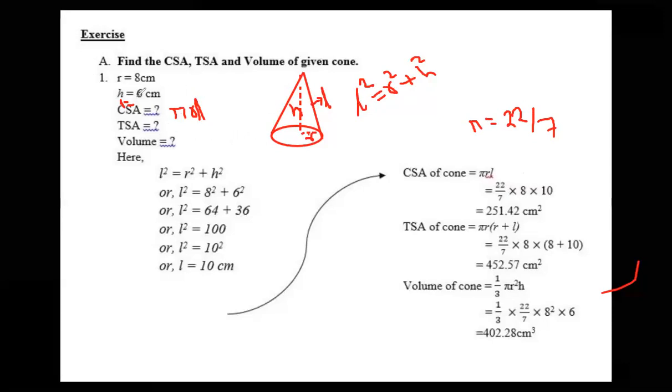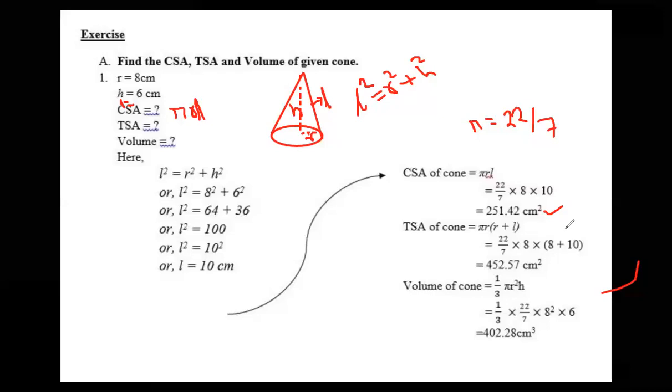Lateral height. Okay, L is missing over here. L we have got the value. What is the value of L? Yeah. Value of L is 10. Now multiply the numbers, you are going to get this answer. Is it correct? Did you get the same answer? Yes, sir. So try TSA also.